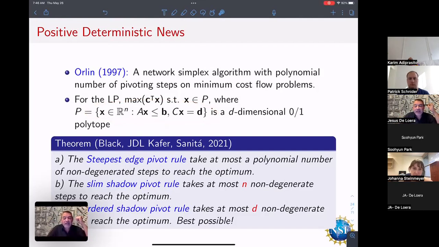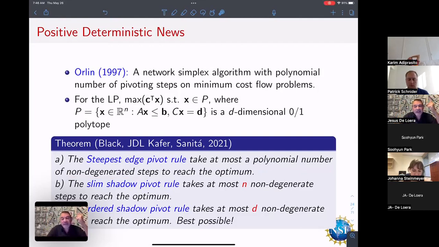And so here are the good news. I mean, here are our good news, and this paper is on the archive. I will tell you a little bit about how we did this in a moment. Here are the good news. The first theorem is that the steepest edge pivot rule actually takes a polynomial number of non-degenerate steps to reach the optimum. And that's good news, right? Because in some sense, the steepest edge, I told you already, is the most popular pivot rule, is the most popular way to choose the edges.